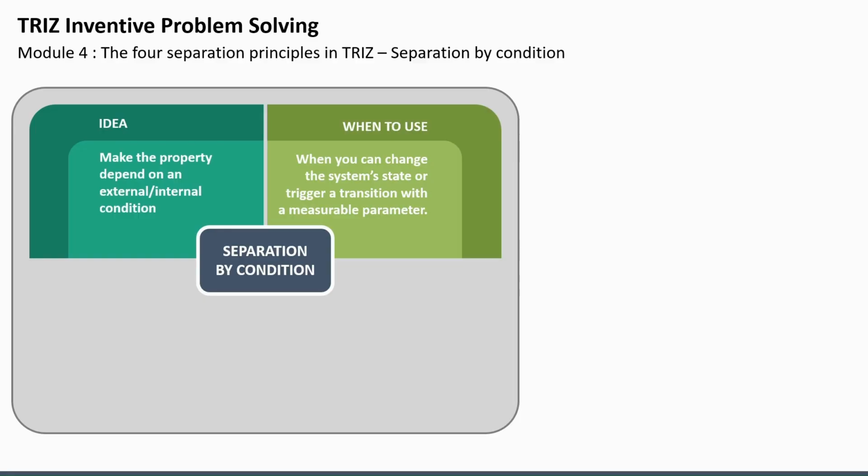If there is a certain amount of vibration, operate like this. If the vibration level is less, operate like this. If there is a certain amount of temperature, operate like this. If the temperature level reduces, operate like this. This is what we mean by the ability to change the system or trigger a transition by a measurable parameter. Here temperature, pressure, light, all these are your measurable parameters.